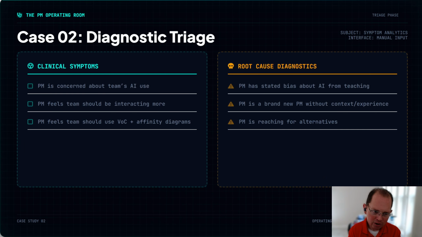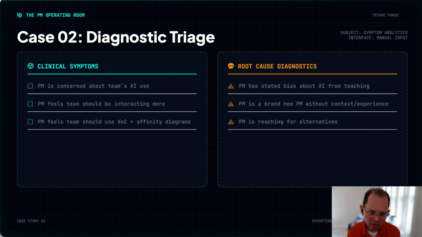All right, let's take a look at the problems here. So the first one is the obvious one, is the PM is concerned about the team's AI use. The second one is the PM feels the team should be interacting more. And the third one is the PM feels the team should be using voice of customer and affinity diagrams. So some tools related concerns there. What is causing these concerns?